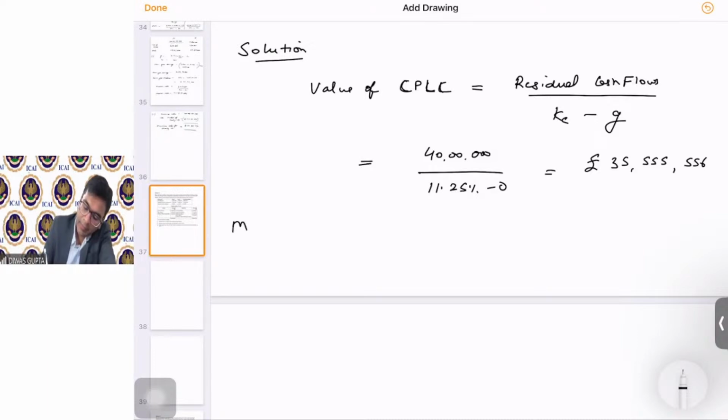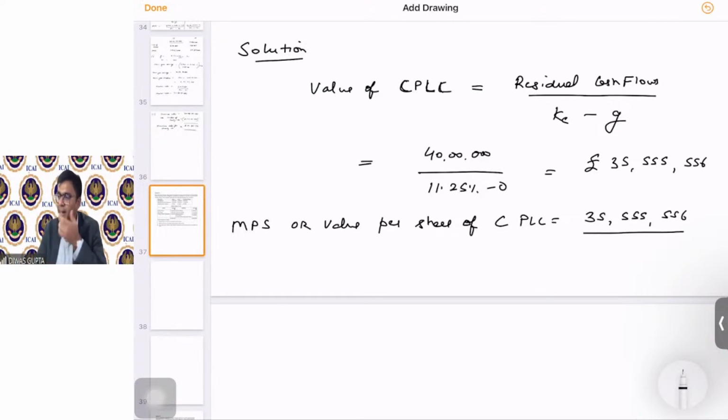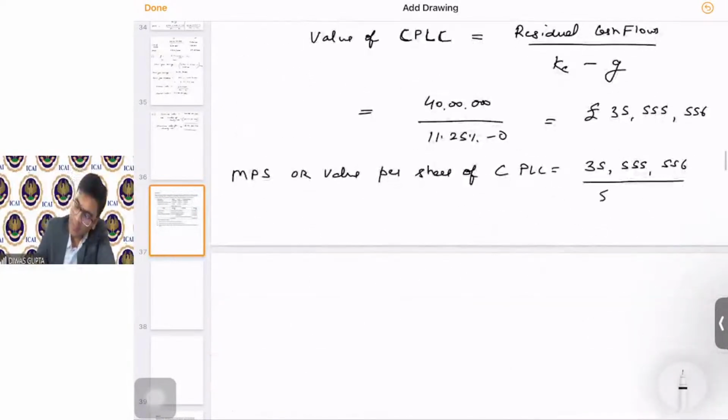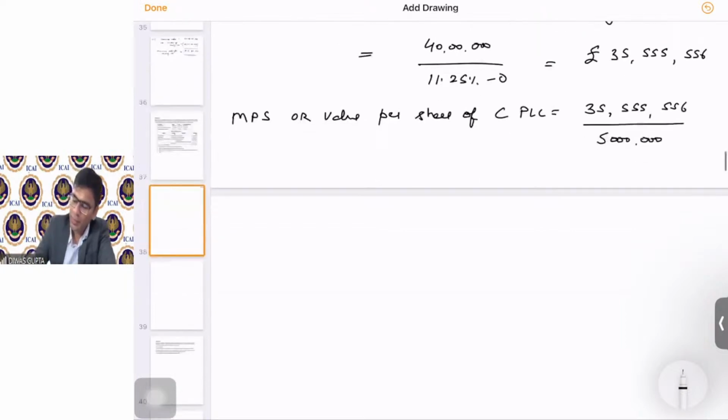Then MPS or value per share of CPLC is equal to, we will simply divide this by the number of shares. Number of shares are how much? 5 million common shares, students. So 5 million we will take. So value per share comes out to be 7.11.